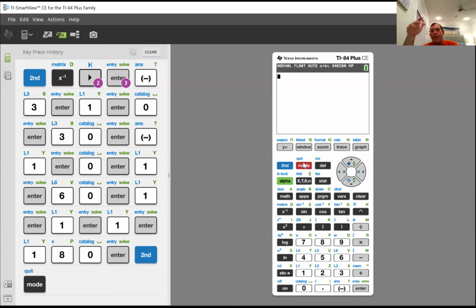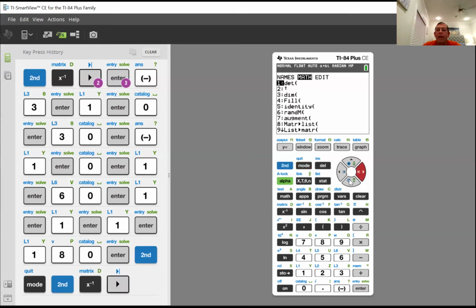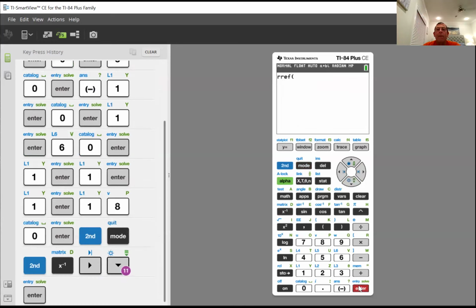So that matrix is now stored in our calculator. So now we've got to go do the math to it. Second x^-1, I'm going to arrow right to math, and then arrow down to RREF. And enter. All right, y'all. Then for the third time, second x^-1 for the matrix stuff. But this time we just hit enter because we already edited and everything. So hit enter. It brings A on the screen.